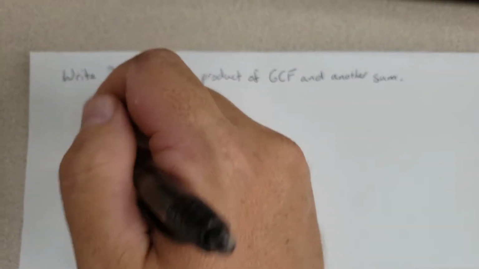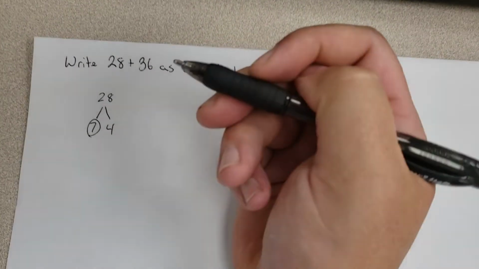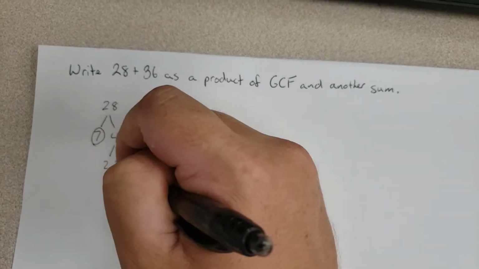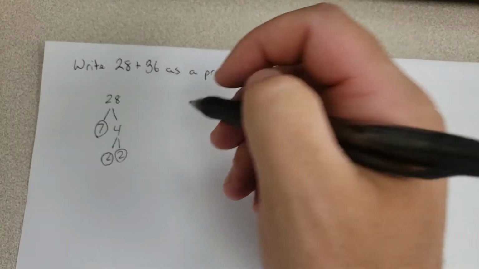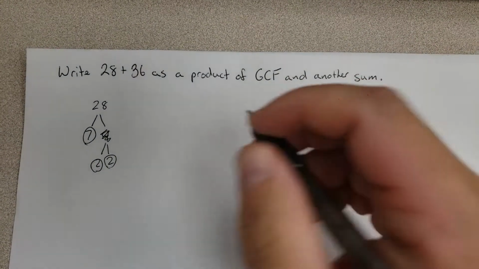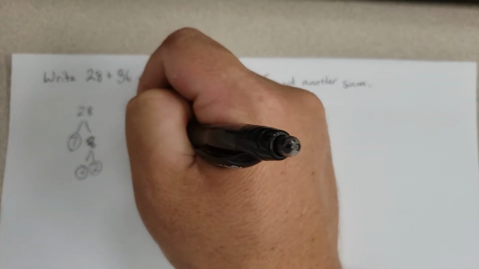So 28 is made by doing 7 times 4. 7 cannot be split up. 4 can. So 4 is 2 times 2, and we're only going to pay attention to these prime numbers that we circled at the end. So this 4, we're not going to pay attention to that. Okay. Next, we're going to take 36, and we're going to do the same thing.